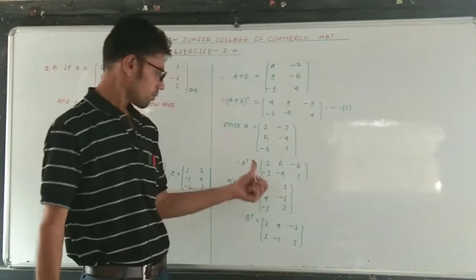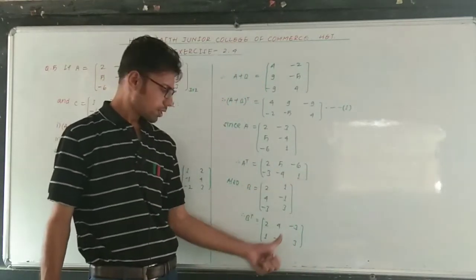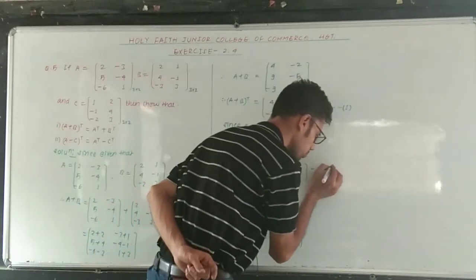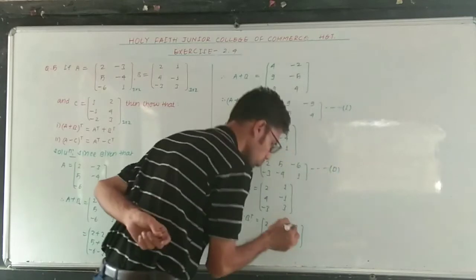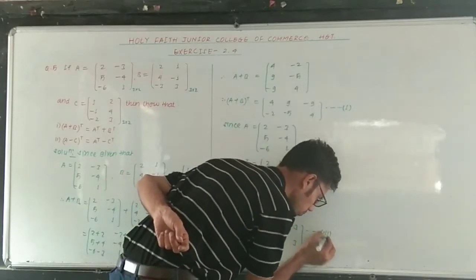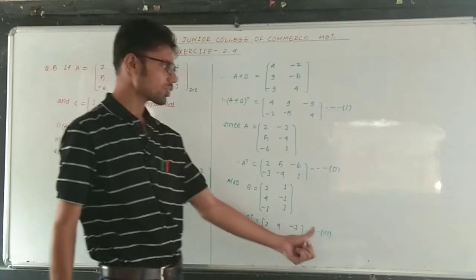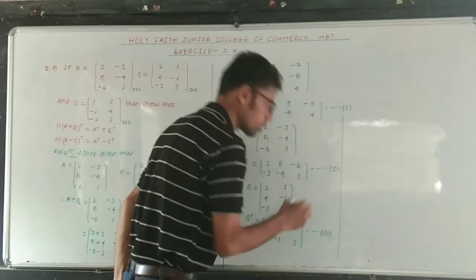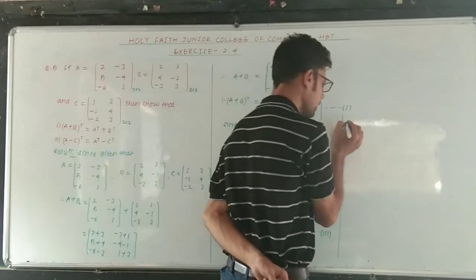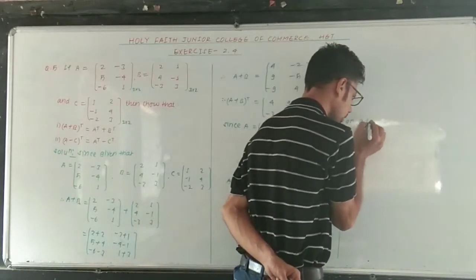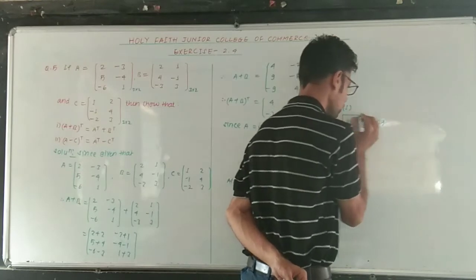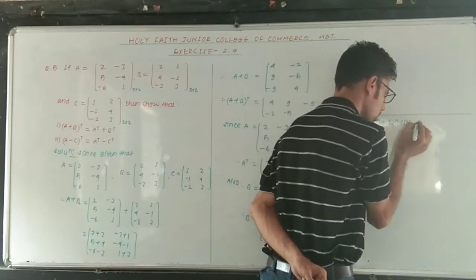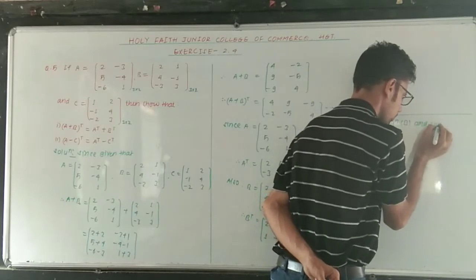We have the value of transpose of A, we have the value of transpose of B. We have to give the value of transpose of A to the equation number 2, and we have to give the transpose of B in the equation number 3. Now we have to add the equation 2 and 3. On adding equation 2 and 3.